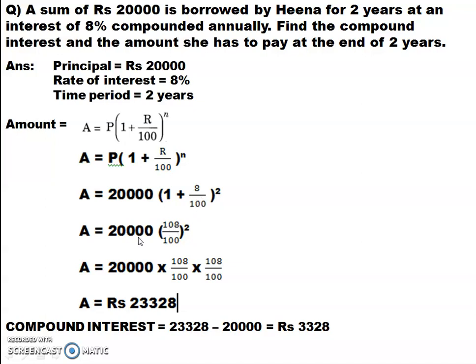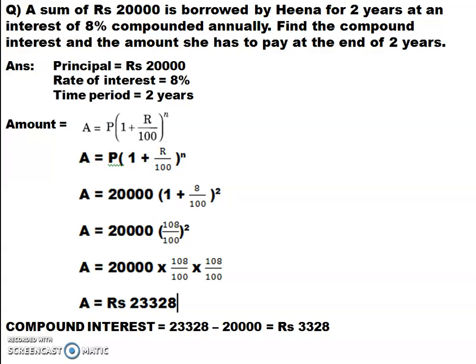So, 20,000 into 108 by 100 the whole square. What is whole square? Multiply it twice. So, 20,000 into 108 by 100 into 108 by 100. After doing this calculation, you will get the answer as 23,328. This is the final amount that you are going to receive from the bank after 2 years.